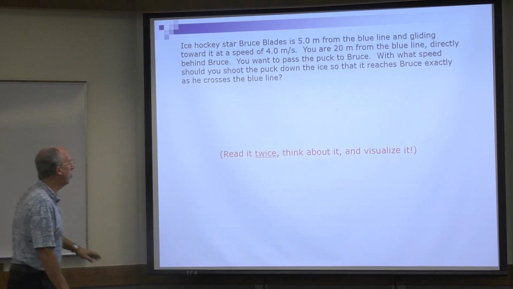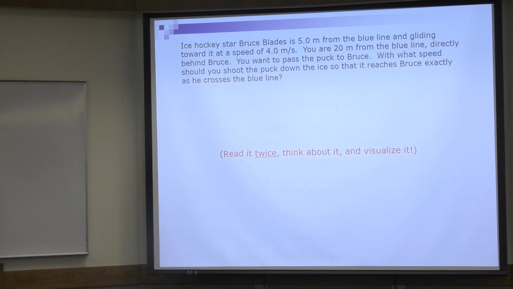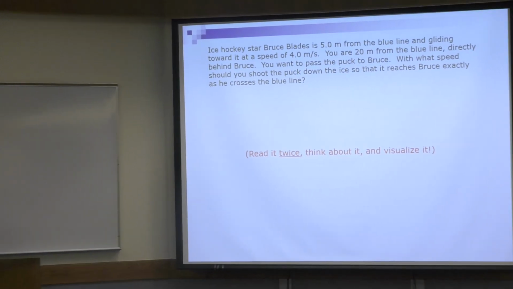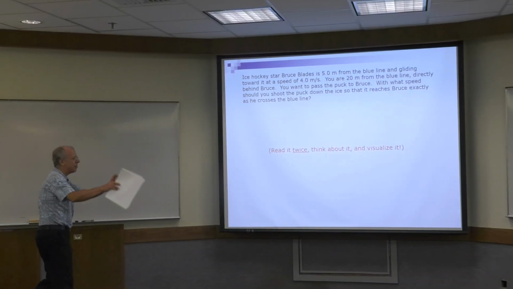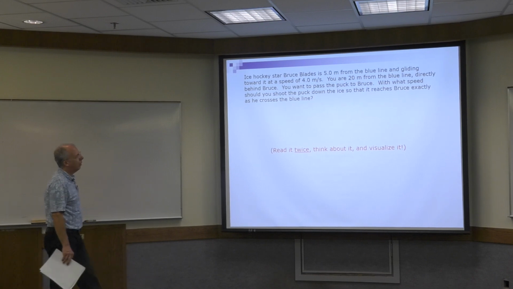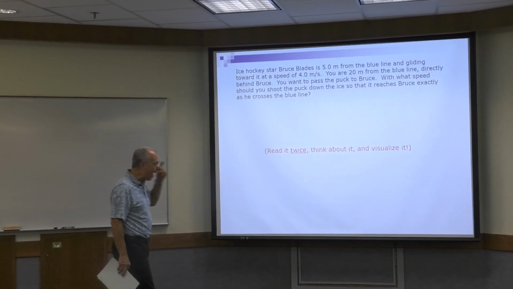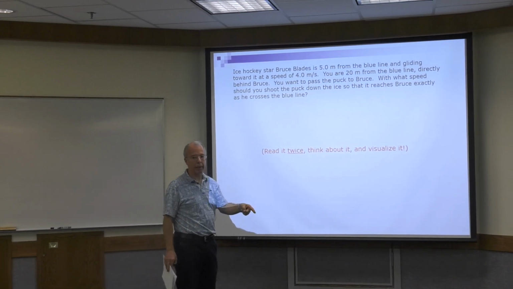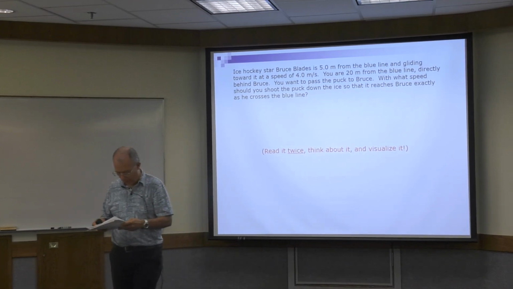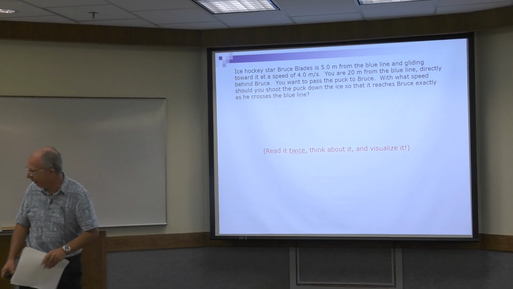Now you are 20 meters from the blue line, way back over there. And you're behind Bruce, and you want to pass the puck to him. So what speed should you shoot the puck down the ice so it reaches Bruce exactly as he crosses the blue line? Wow.